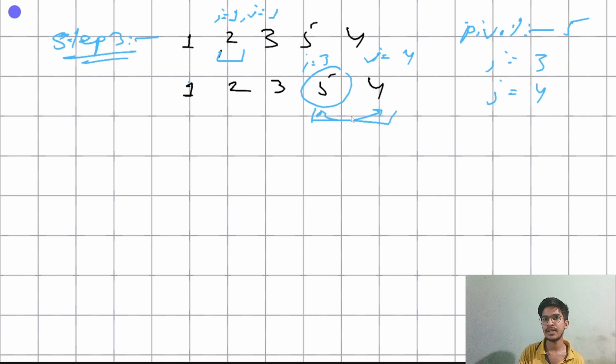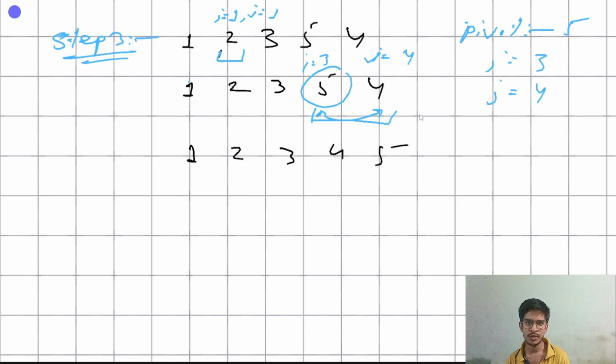But in this case, we get it in the first place. So the j didn't decrement it. It will swap this one, like 5 and 4 will be swapped. So that means it is 1 2 3 4 and 5. Now see, the whole thing is sorted.